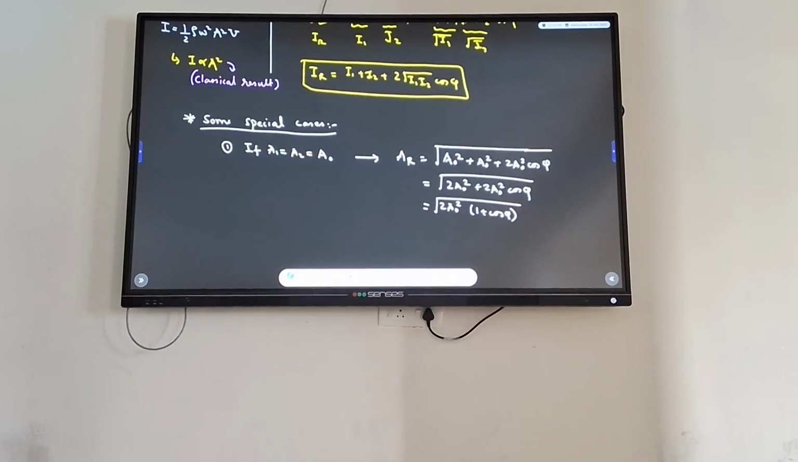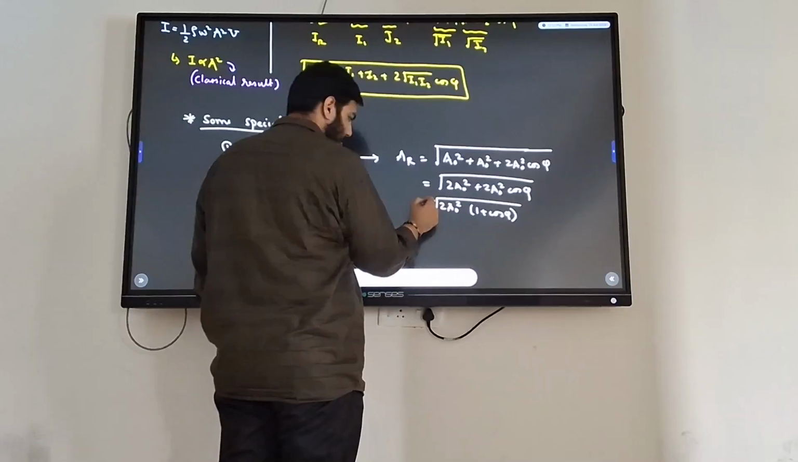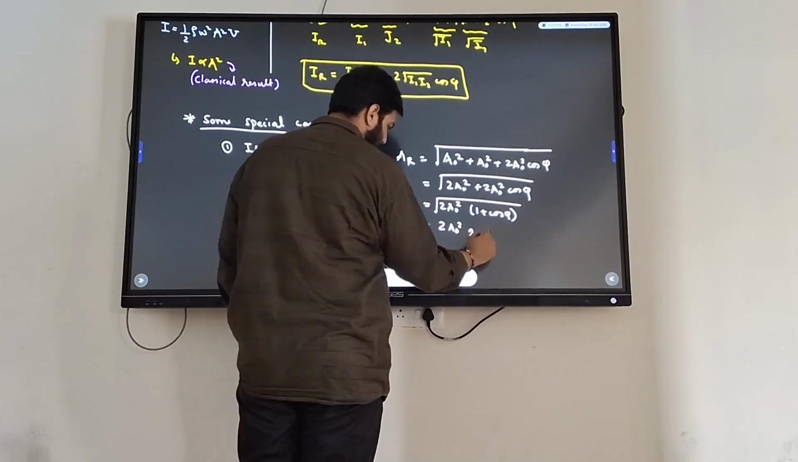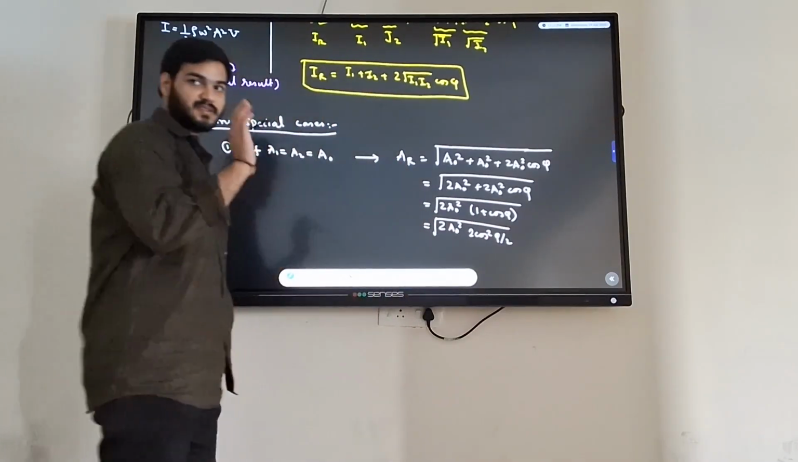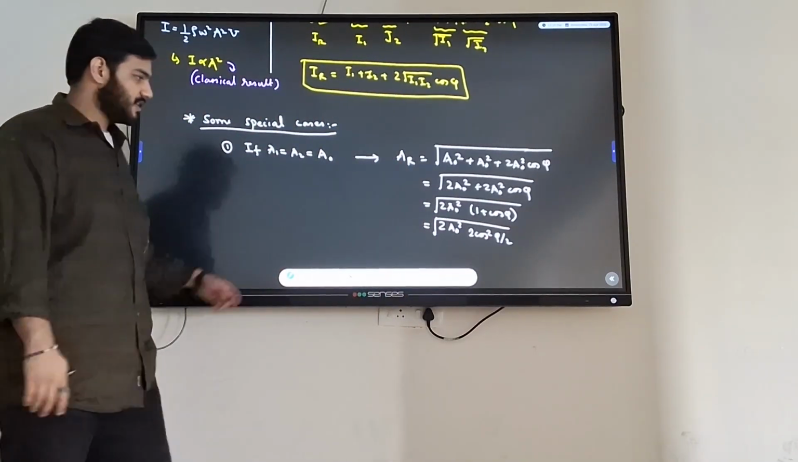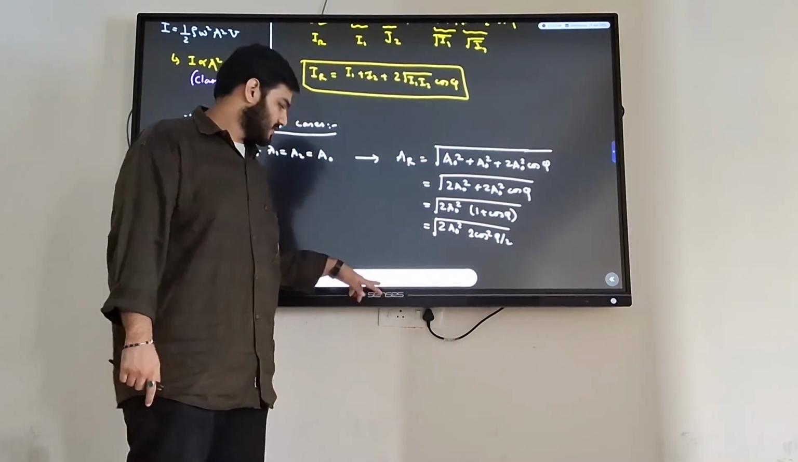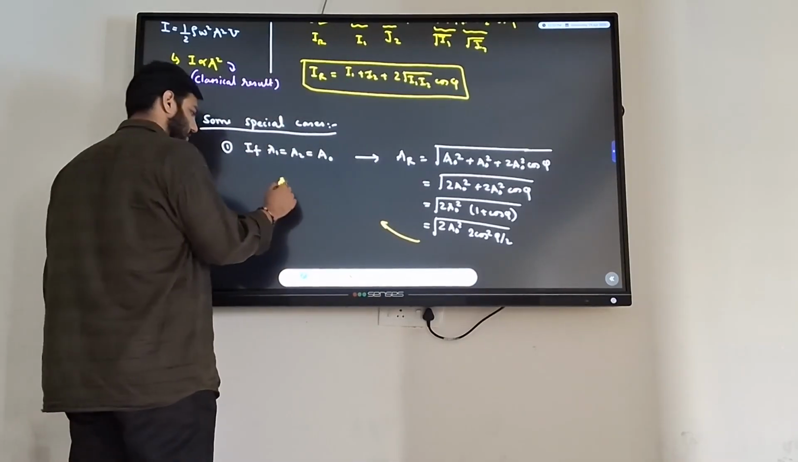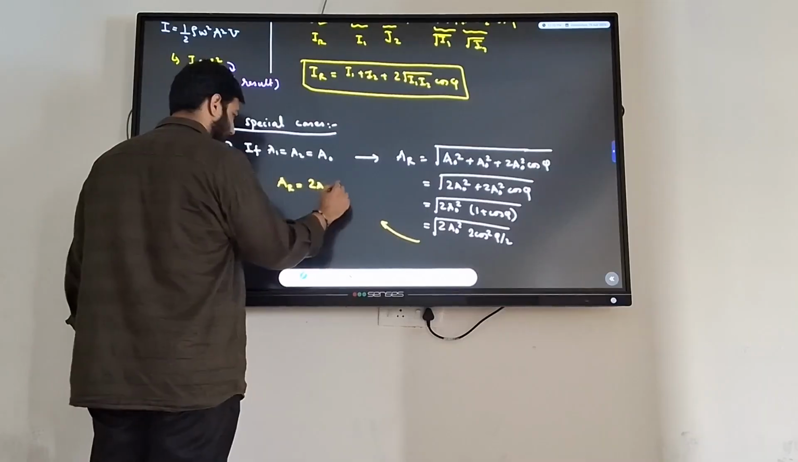How much trigonometry have you studied? 2 cos square phi by 2. This is called the half angle formula, you halve that angle. So 2 into 2 will become 4, and then if I take the root, how much will it be? 2. So can you tell me what the final expression is? 2 A naught cos phi by 2.